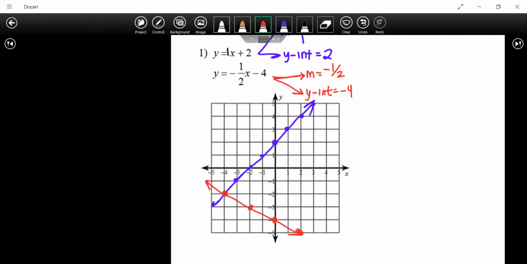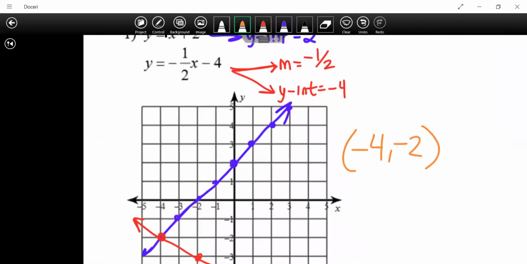Now, the biggest thing that I want from this is the solution for where they intersect. And this is the beginning of systems. In this case, our coordinate points would be negative 4, comma, negative 2. And I'll be like the old school elementary school teachers. Put clouds around them. Beautiful.